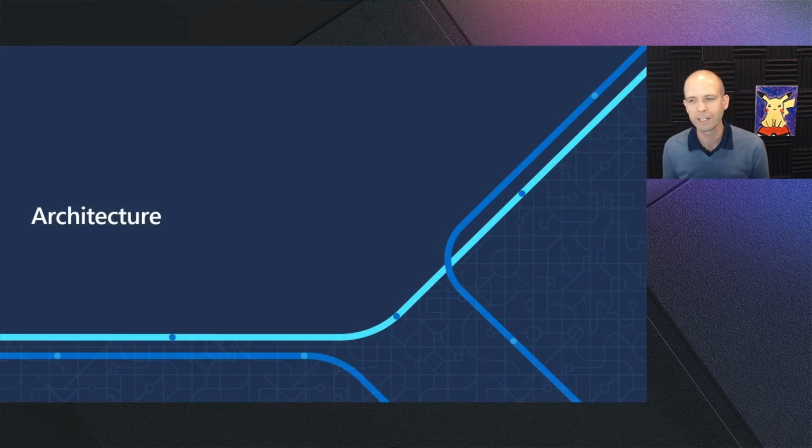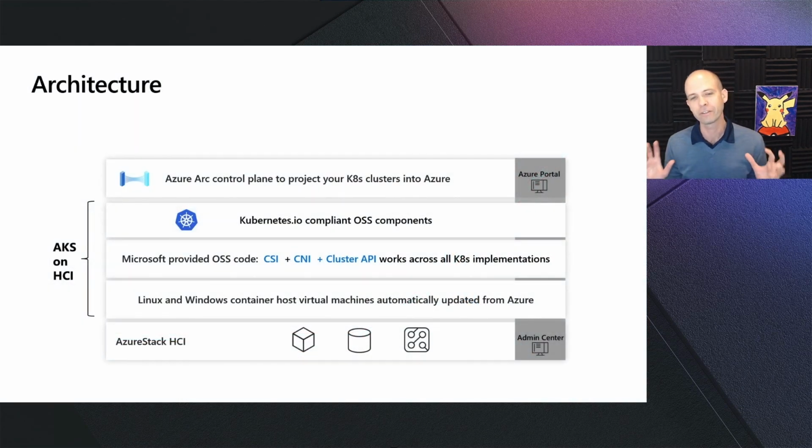So with all of this said, let's just spend a little moment talking about architecture. Not as long as I would love to. Hopefully we'll have more time to talk about architecture in detail in the future. But at a super high level, the architecture looks like this. At the bottom, you have Azure Stack HCI running on top of hardware in your environment. On top of that, we have a set of virtual machines that are all automatically updated and fully managed for you.